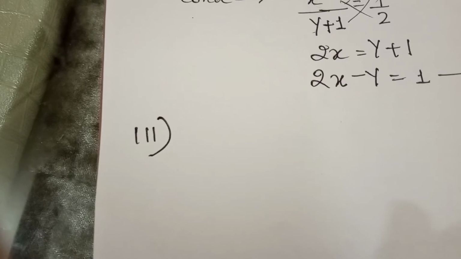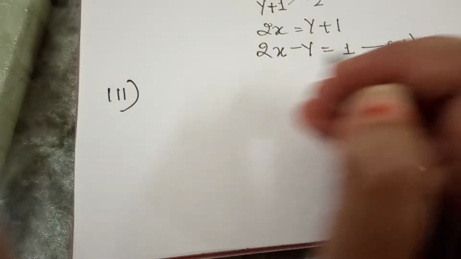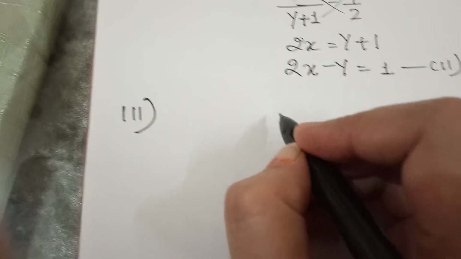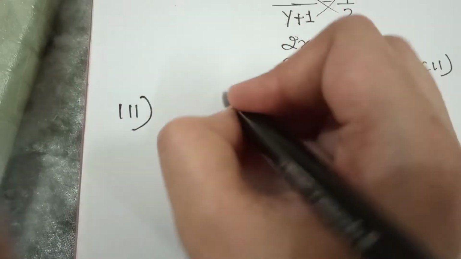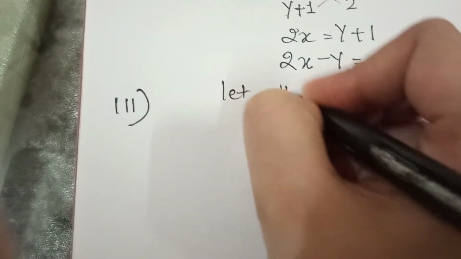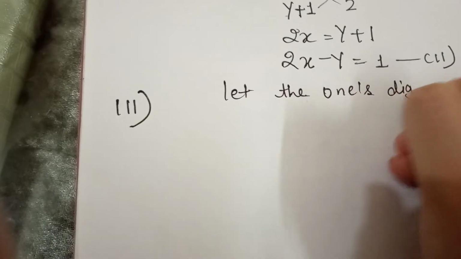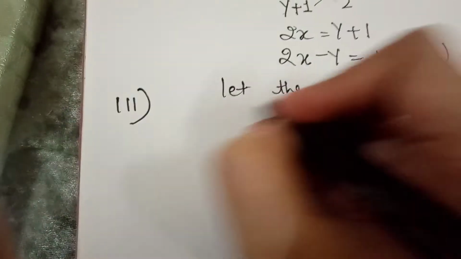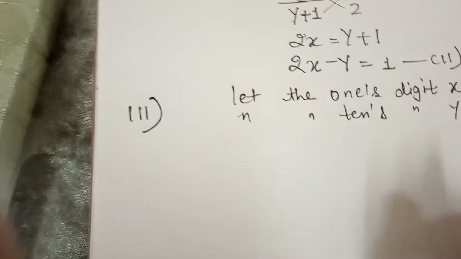The sum of the digits of a 2-digit number is 9. So they are asking for a number of 2 digits. तो 2 digit numbers में क्या क्या होता है? Ones और tens. So let the ones digit be x and let the tens digit be y.